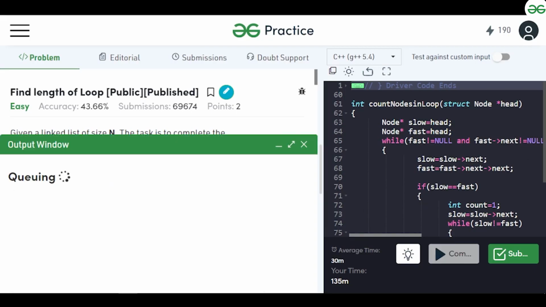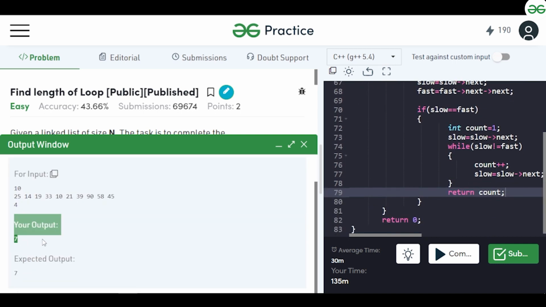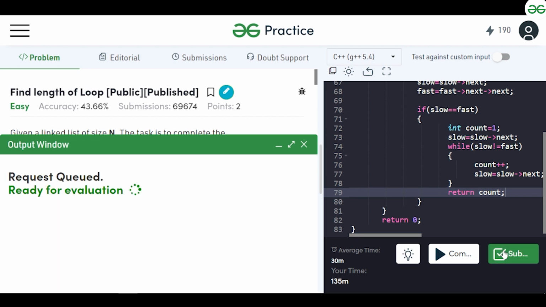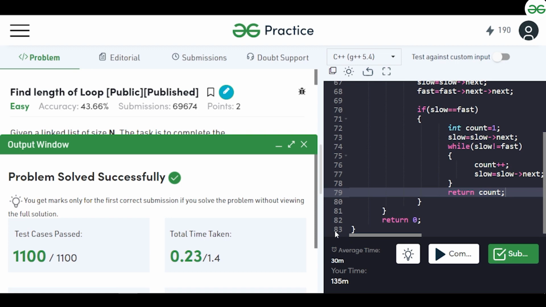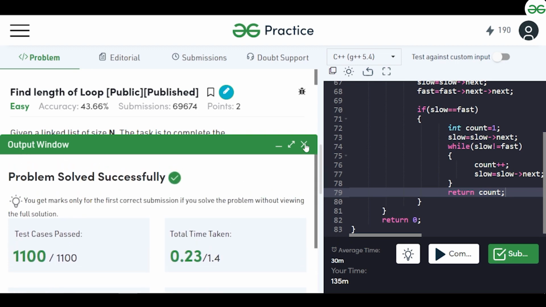Let's try and compile and see if it works on the samples or not. You can see that for this sample example, we are getting the length as 7. So let's quickly submit this code and see if it gets accepted. You can see that this particular code was able to pass all the test cases, right? So this is how you do this particular problem.